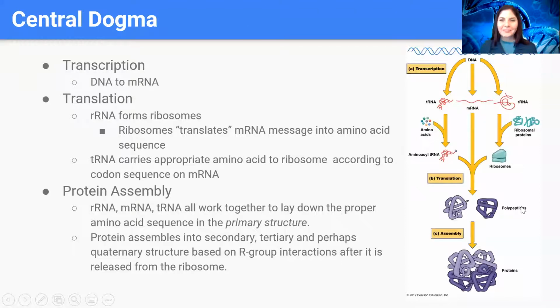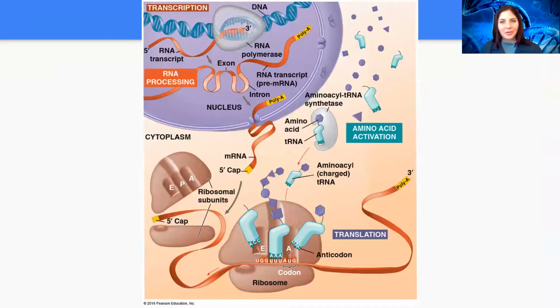So now that we've had a little review about the different conformations or structural levels of a protein, we're going to move on to the central dogma. So very quickly, we have transcription. Transcription occurs inside the nucleus. So we are transcribing the message from DNA into messenger RNA. So we have our DNA up here. We're going to have a messenger RNA template that forms.